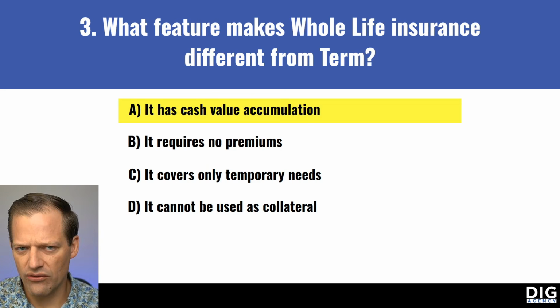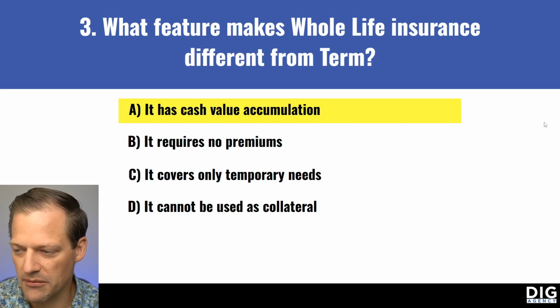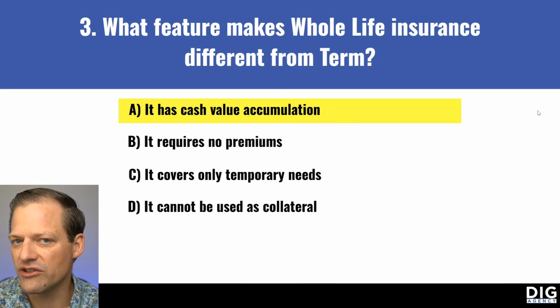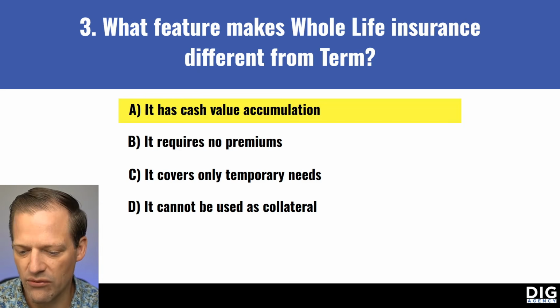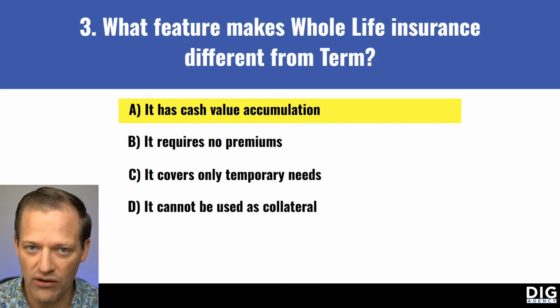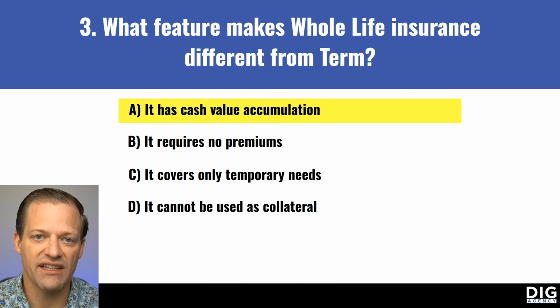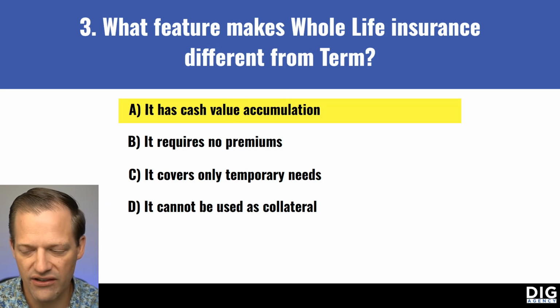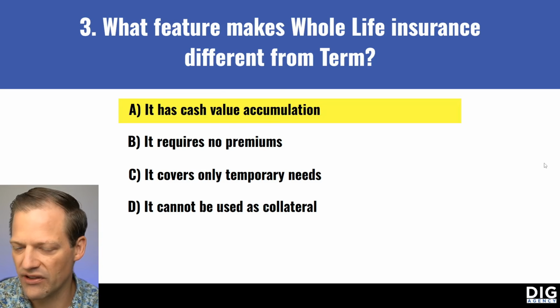So just kind of going through some of these answers here. B, it requires no premiums. No, life insurance requires premiums, so you can throw that answer away. C, it covers only temporary needs. Well, that's what term insurance does. Term is for temporary obligations, so when you think term, think temporary. And then D, it cannot be used as collateral. Well, it can be used as collateral because the cash value has some sort of intrinsic value. So it says it cannot, but it can, so we know that's not the answer.